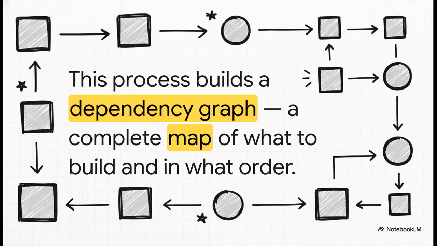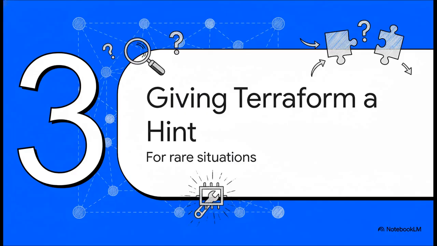This whole process builds what's known as a dependency graph. Think of it as Terraform's master plan, a complete, detailed map that lays out exactly what depends on what, making sure everything gets built in the perfect sequence. Now let's be real, 99% of the time, Terraform's detective work is flawless. But what about those few really tricky situations where the dependency isn't so obvious from the code? Well, for that, we have a special tool.